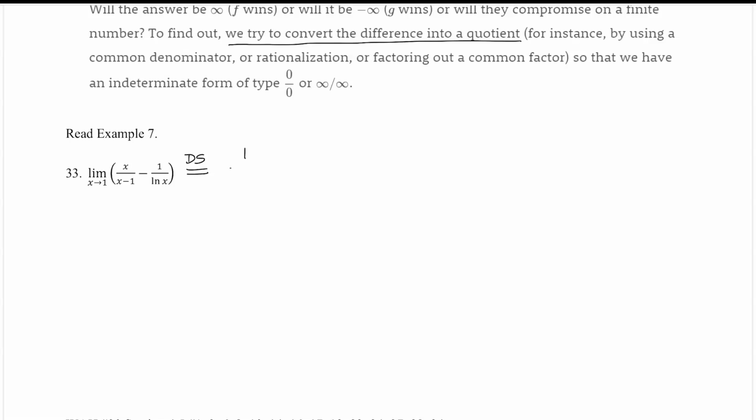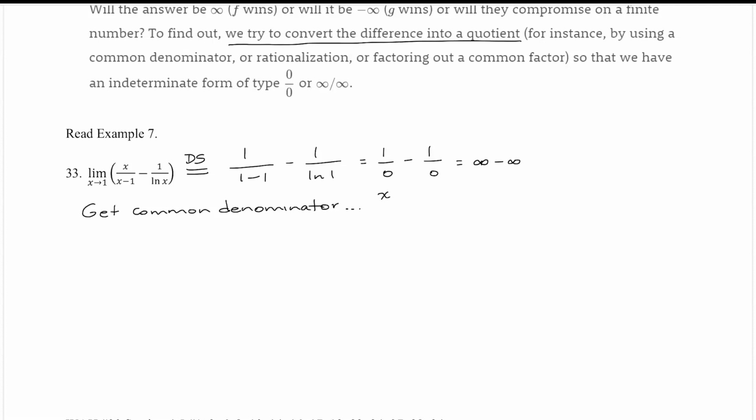Okay, so here is number 33. And notice we have a difference of 2 fractions here. Still, our first thing to try is direct substitution. So we'd have 1 over 1 minus 1 over ln 1. And that gives us 1 over 0 minus 1 over 0, or infinity minus infinity. So our next step to try to get this into a single quotient is to get a common denominator.